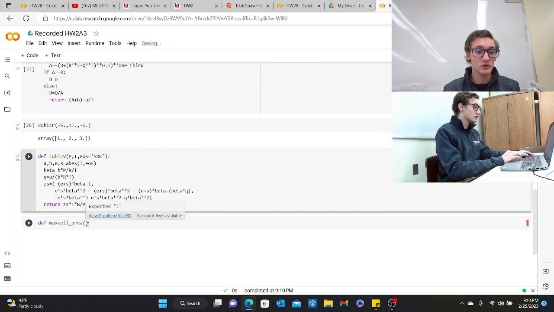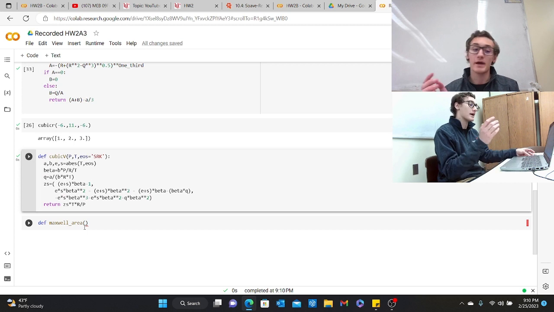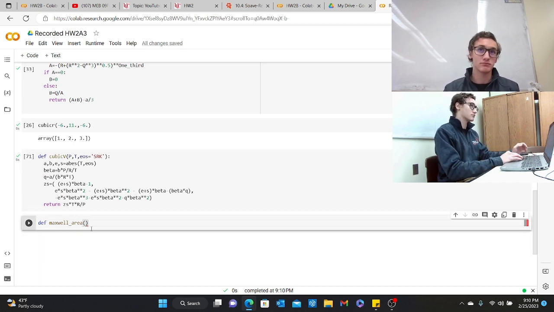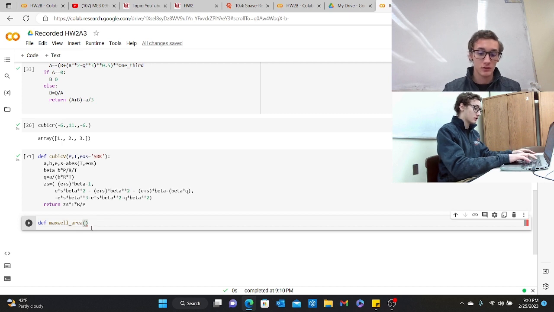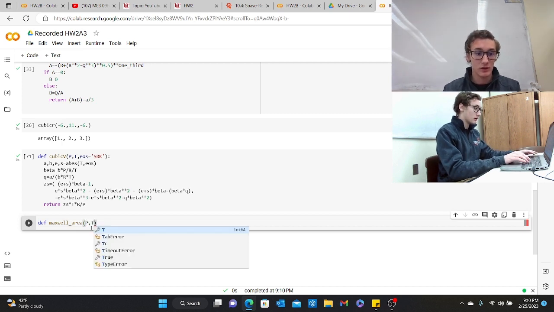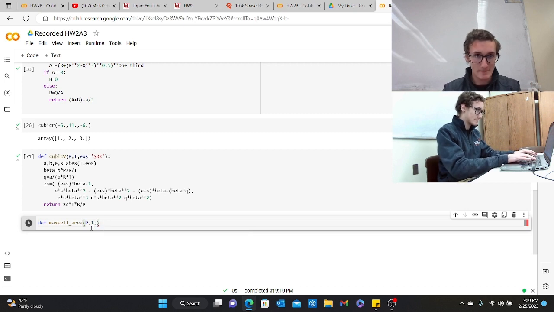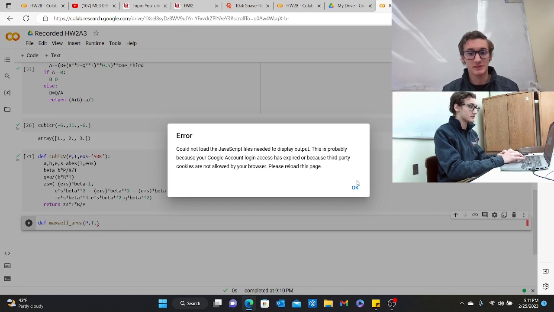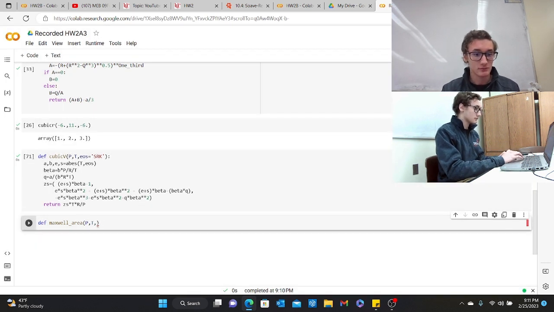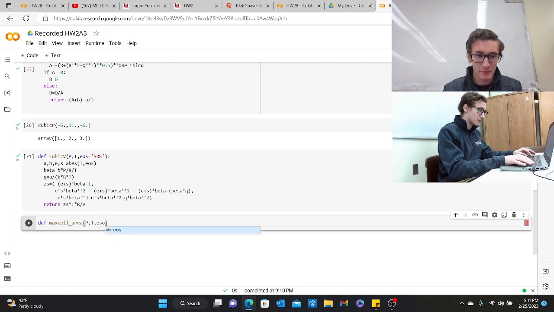So we are going to create our function for the Maxwell area. And in that, we are going to have a pressure, and then a temperature, because we want the volume. And then we're going to have whichever, yeah, see, we get this issue again. And we say we're going to want an EOS. We're going to assume it's SRK.